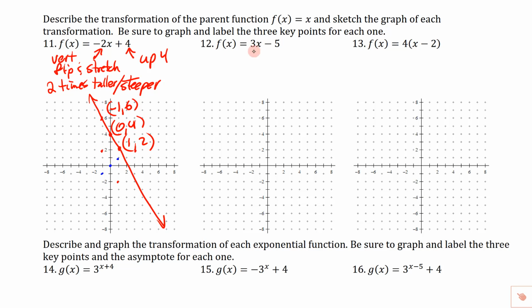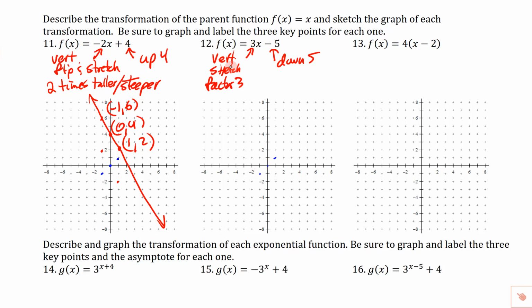Let's take a look at this one right here. This is a vertical stretch. I'm just going to say factor 3. So that'll tell us that it's 3 times taller. And then this is going to be down 5 units. So the original one, again, would look like this. Origin, and then over 1 and up 1, back 1 and down 1.